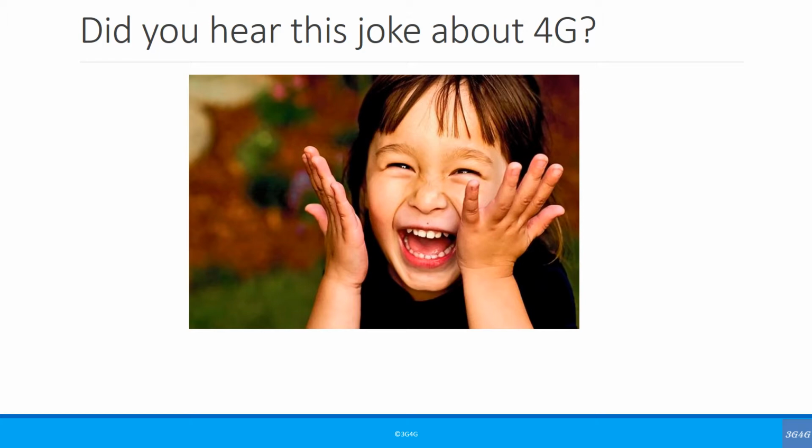So what they said is like, okay, you know what? In 4G, we are going to focus on the data part and make sure that the data part works really, really well. As a result, they actually forgot to design voice in 4G, and this was a big issue.